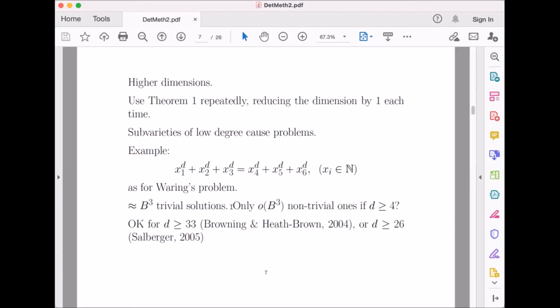So this statement that almost all solutions are the trivial ones, that there are little o of B cubed non-trivial solutions, that was proved using the determinant method as soon as the degree is at least 33, and then sharpened to degree at least 26, which I think is the current record by Salberger. But there are other examples of higher dimensional varieties that have been tackled by the determinant method.